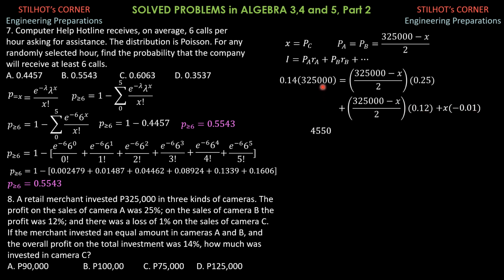So in the left side we have 45,500, in the right side 60,125 minus 0.195 X. Solving for X, 60,125 minus 45,500 divided by 0.195. So we can now compute X, and it is 75,000 pesos.